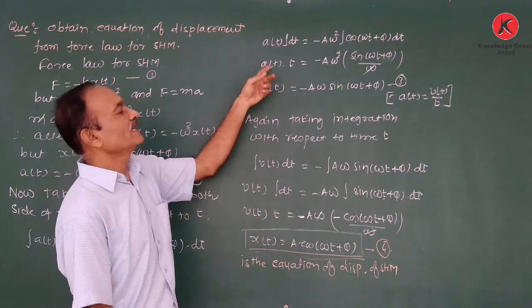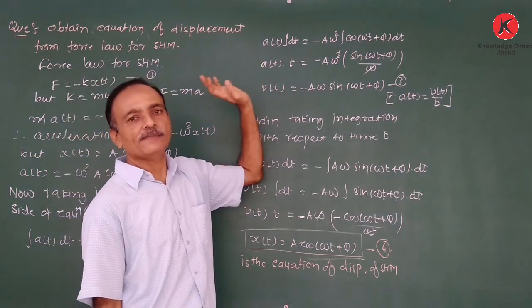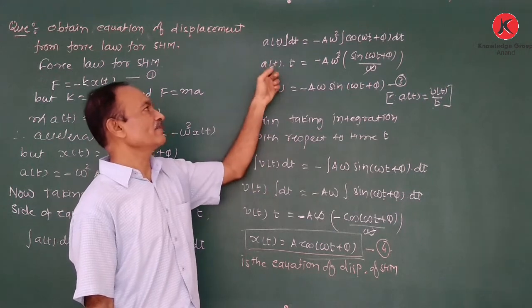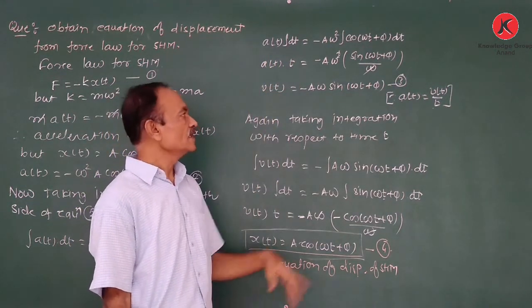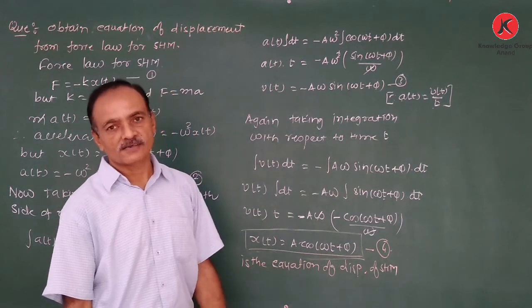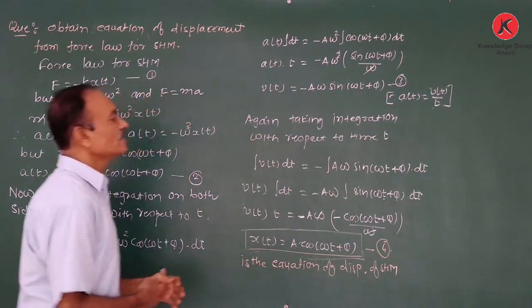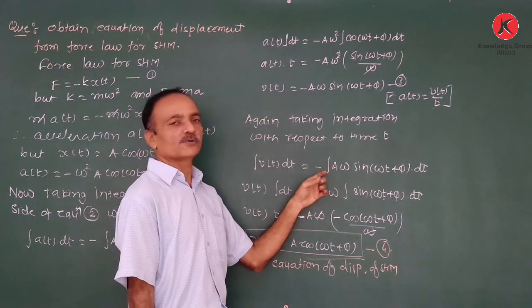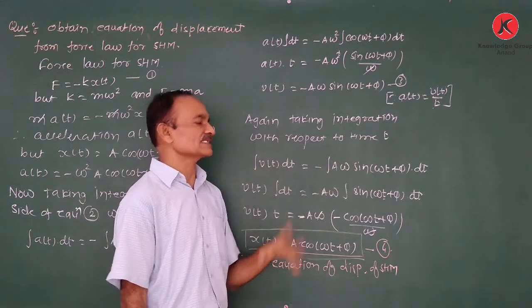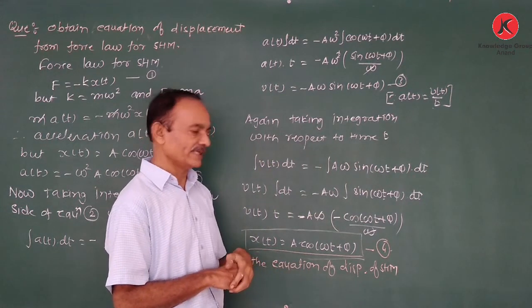Now we know that acceleration is equal to velocity upon time. So velocity upon time into time, time can cancel, only velocity. So there is the equation of velocity. Again taking the integration with respect to time t. So integration of dx/dt dt is equal to minus a ω sin(ωt + φ) dt.